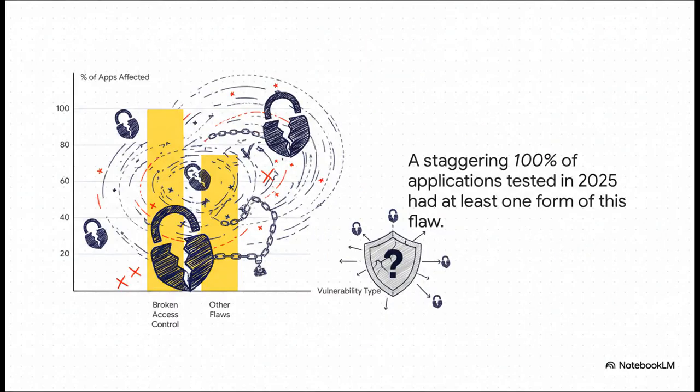But here's the part that's just wild. The scale of this thing. A staggering 100% of applications tested in 2025 had at least one form of broken access control. No, that's not a typo. Every single one. It is literally everywhere.